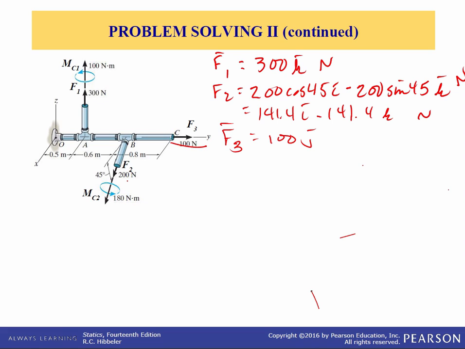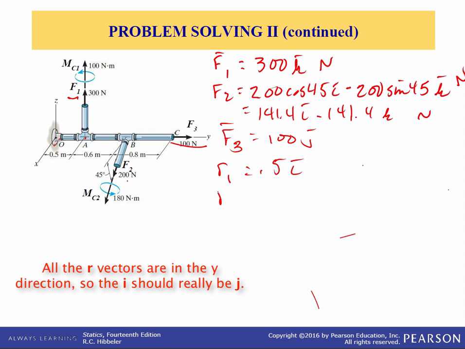And now we need our R vectors, because we're going to calculate the moments using cross products. So for force 1, R vector R1 is from O to A, so it's 0.5 i. R2, likewise, is also in the i direction, and it's 0.5 plus 0.6, or 1.1 in the i, and R3 is equal to the total length of everything, 0.8 plus 0.6 plus 0.5, which is 1.9 in the i. And all of those are in meters.